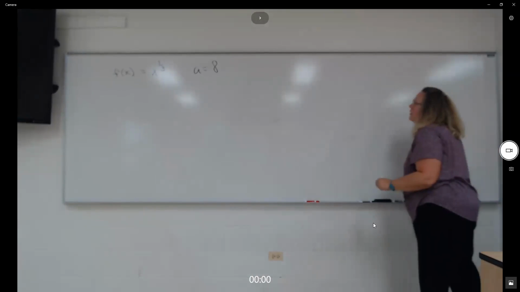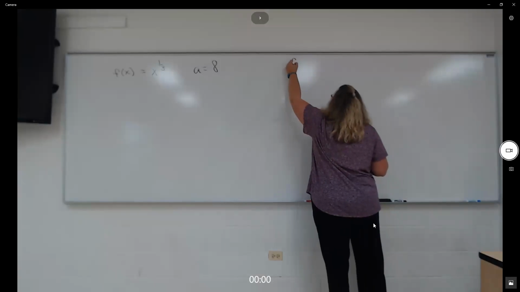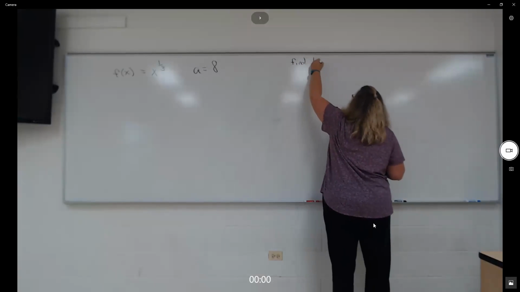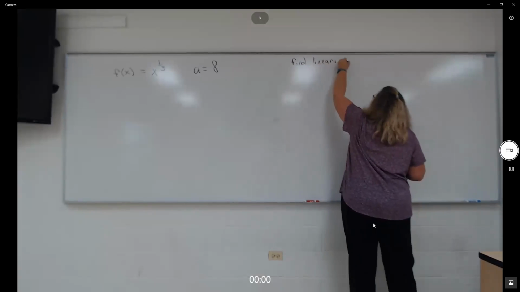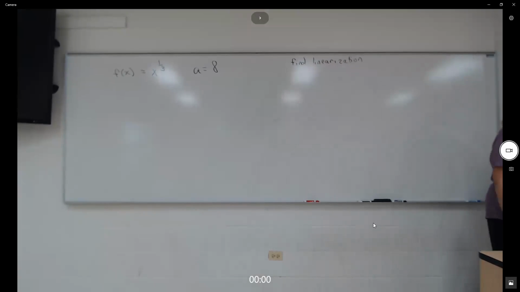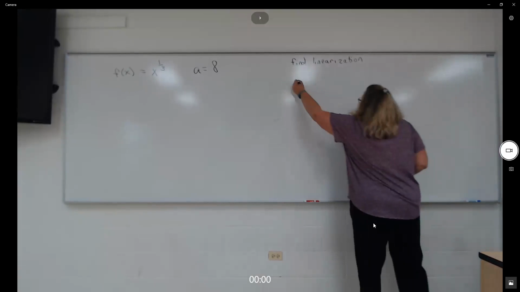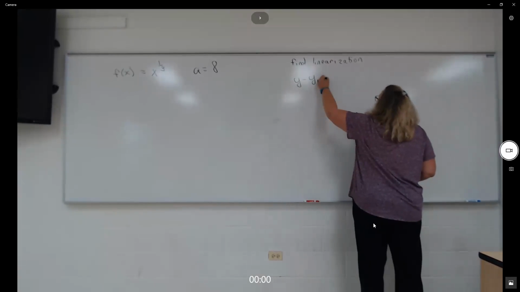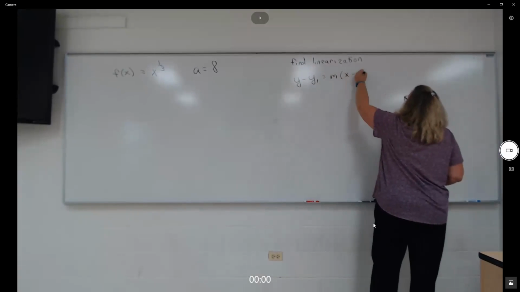Directions say something about that. Find the linearization. But for us, what is that? And not really for us. It is the same thing as the tangent line that we've been finding. All right, so we want to fill in y minus y1 equals m(x minus x1).